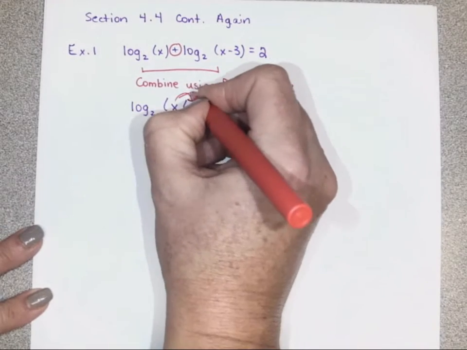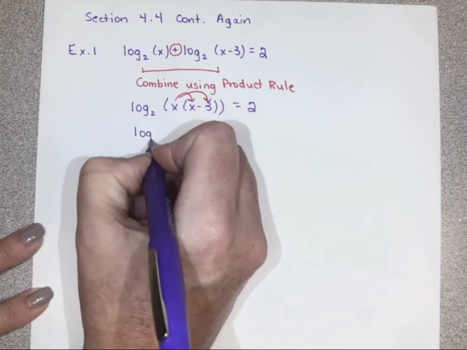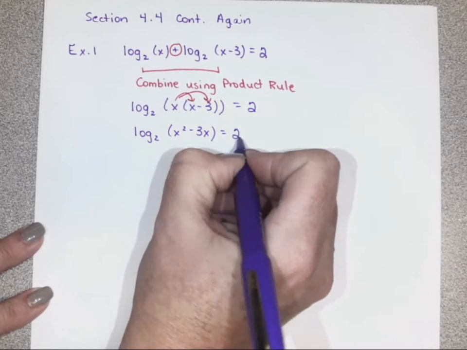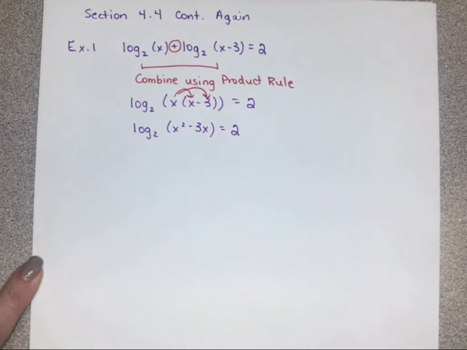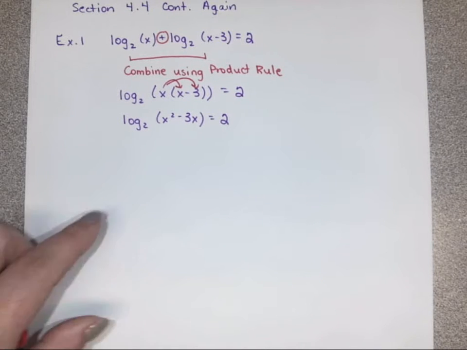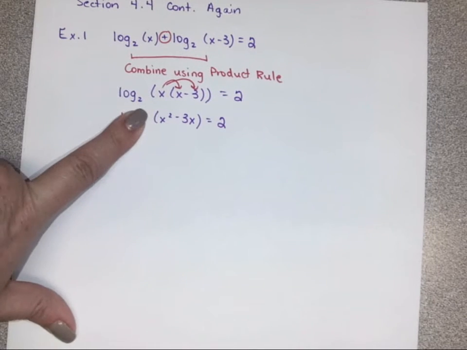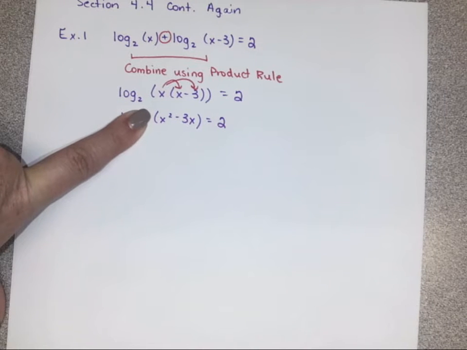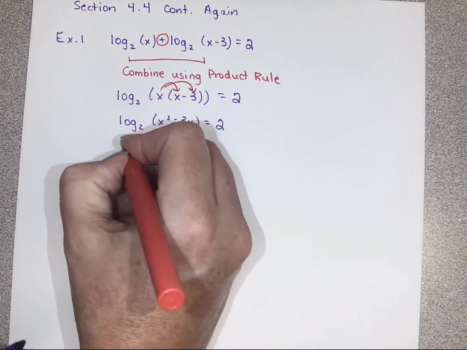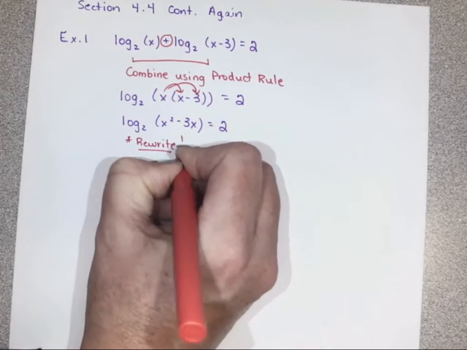So then we would use the distributive property. So we would get the log base 2 of x squared minus 3x equals 2. I almost always, on test 3 in particular, have students completely forget that this is a log base 2 problem and just drop it and say, okay, I'm going to set x squared minus 3x equal to 2. You're not allowed to do that, and you do need to remember that we always want to do the full rewrite step.